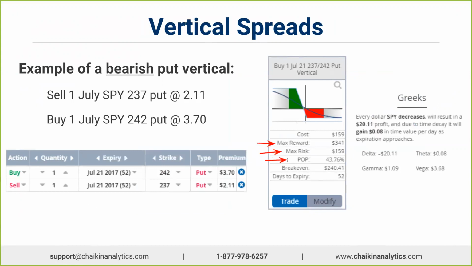The POP is okay. On my debit verticals, minimum 40%, absolute minimum 40%. I prefer to be above 45. I didn't mention this for the singles. For my singles, minimum 35%. I prefer it to be above 40. And again, I like to go farther out in time. 50, 60, 75 days, something like that.